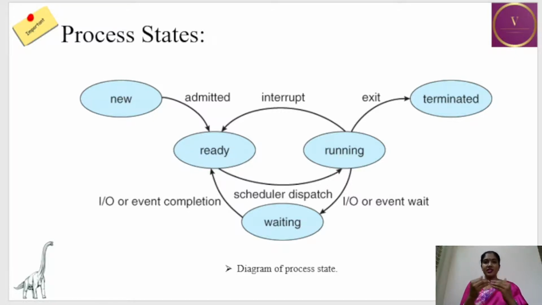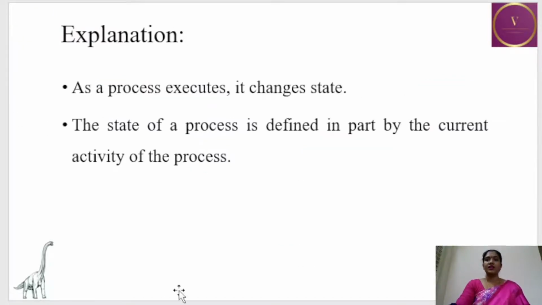So let us see in detail. As a process executes, it changes its state. That is why we call a process a dynamic entity. Once the process is running, its state changes.